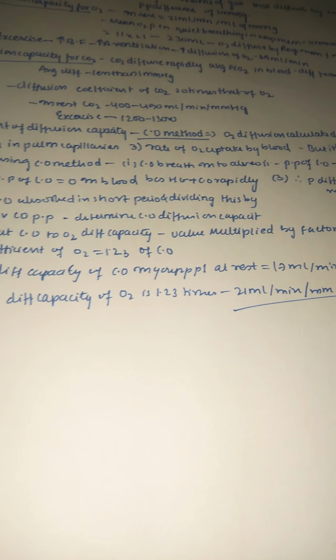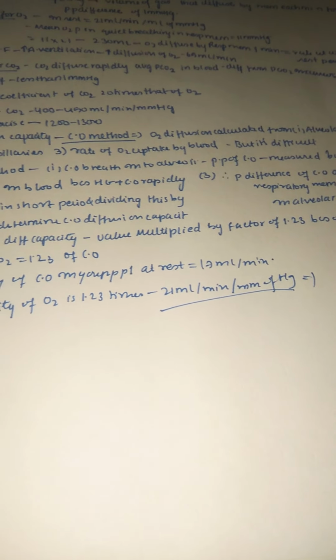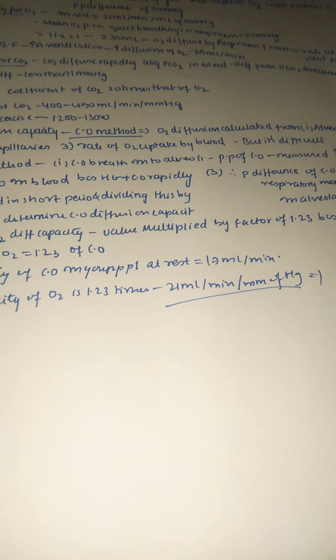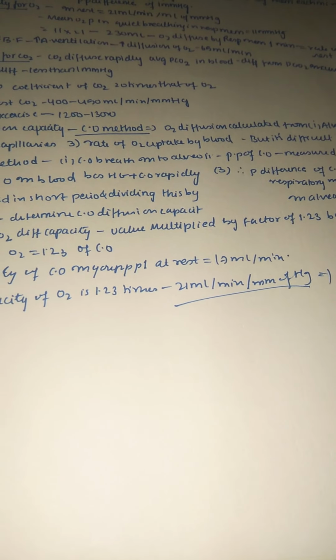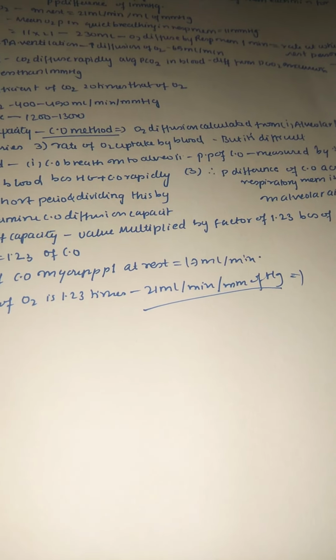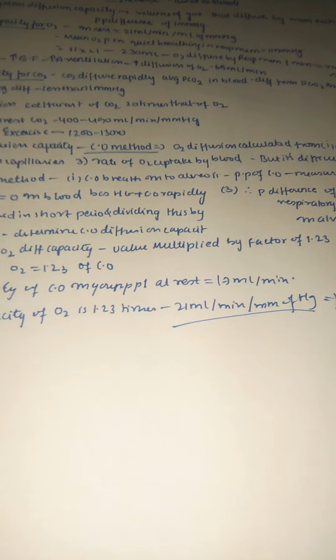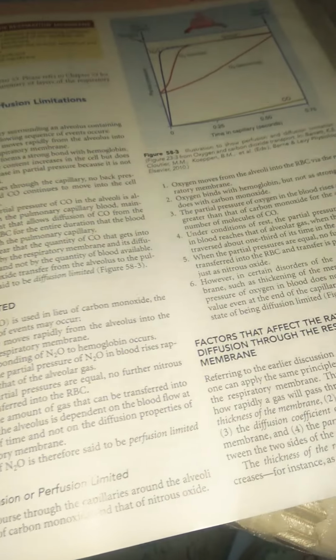The average diffusion capacity of carbon monoxide, especially in young people at rest, is 17 milliliters per minute per millimeter of mercury, and the diffusion capacity of oxygen is 1.23 times that, which means it's 21 milliliters. So we already know that at rest the oxygen diffusion capacity is 21 milliliters, whereas carbon monoxide is just 17. By such conversions we can easily find the oxygen diffusion capacity by taking the carbon monoxide method. Now let us see the diagrams from our textbook and conclude this lesson.